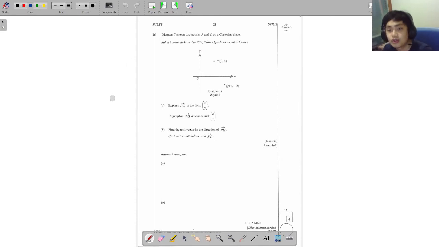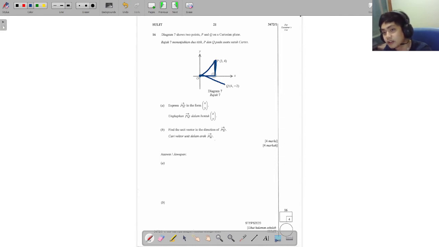So diagram 7 shows 2 points, P and Q, on a Cartesian plane. Express PQ in the form of x, y. So this is a vector. For a vector from a Cartesian plane, I can start from the origin and move towards P and Q. I can create vectors for them by assuming that this is the x distance and this is the y distance.